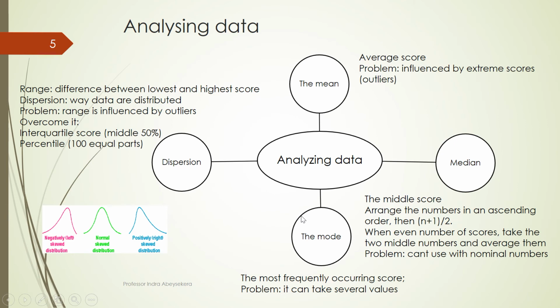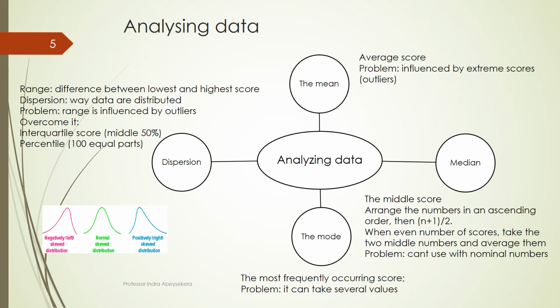When we want to analyze data, there are 4 parameters, or 4 attributes, that we can use. The first one is the mean or the average. We can look at the average score. But one of the problems with this is that when there are outliers or extreme values, the mean can change accordingly because the extreme values can pull the mean to that side.